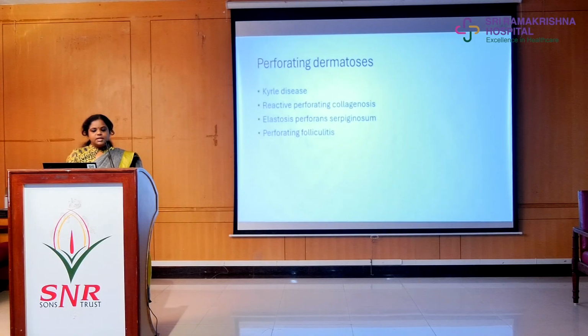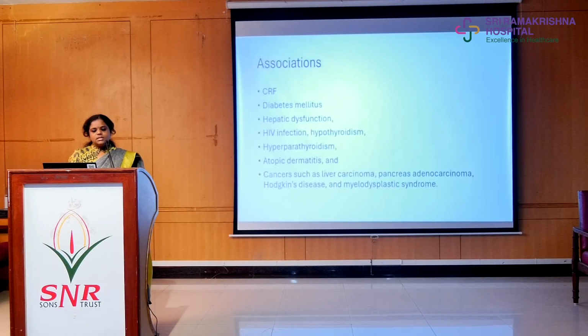So these are the perforating dermatoses: Kyrle's disease, reactive perforating collagenosis, elastosis perforans serpiginosa, and perforating folliculitis. So associations like renal failure, diabetes, hepatic. The most common is diabetes and renal disease. Other associations like hepatic dysfunction, HIV, hypothyroidism, hyperparathyroidism, atopic dermatitis, and malignancies.